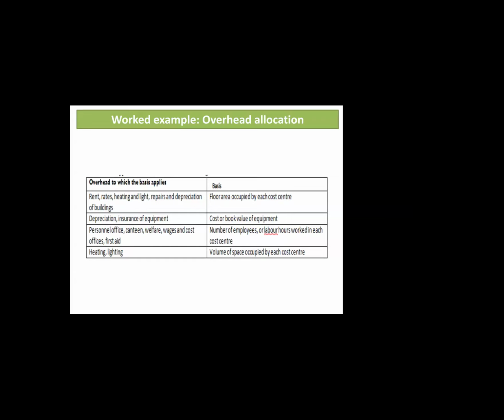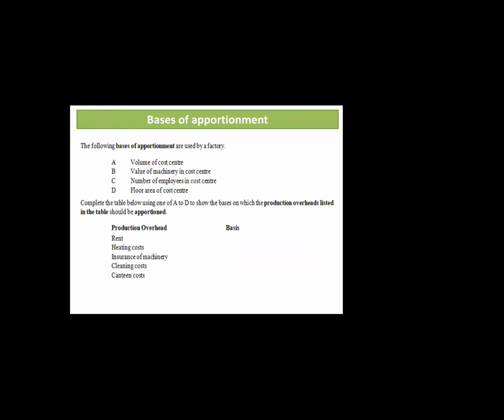Depreciation and insurance of equipment can be allocated using the cost or book value of equipment. Personnel, office, canteen, welfare, wages and cost of office first aid can be segregated using the number of employees or labor hours used. Heating and light may be segregated using the volume of space occupied by each cost center.